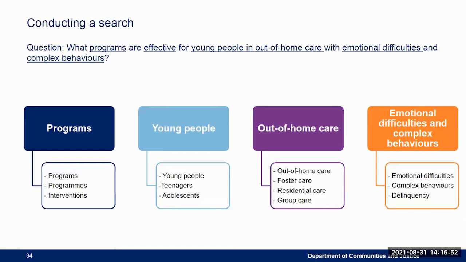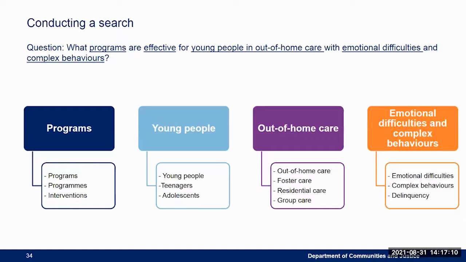So, okay, so I've broken down my question. What programs are effective for young people in out-of-home care with emotional difficulties and complex behaviours? So breaking it down into 4 concepts: programs, young people, out-of-home care, emotional difficulties and complex behaviours.